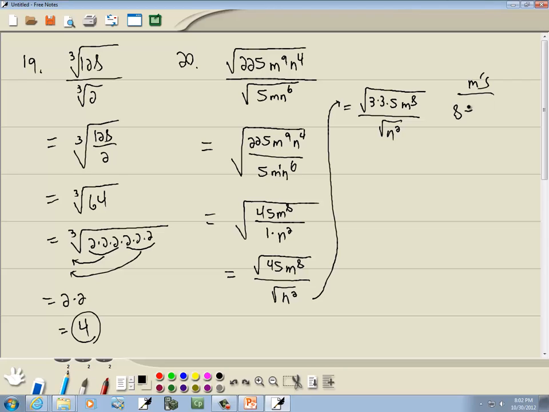Take my power, which is 8, divide by my index. It's a square root, so it's default 2. So that gives us 4 with a remainder of 0. This is how many m's come out. We're going to have 4 m's come out, and this is how many stay in. So we're going to have 0 stay in.